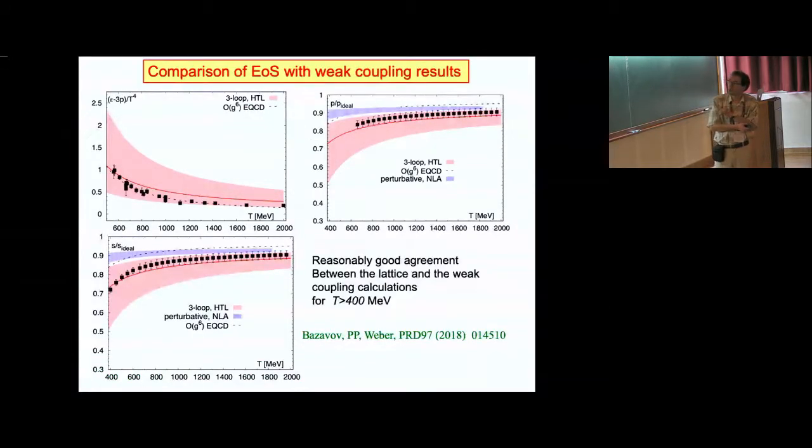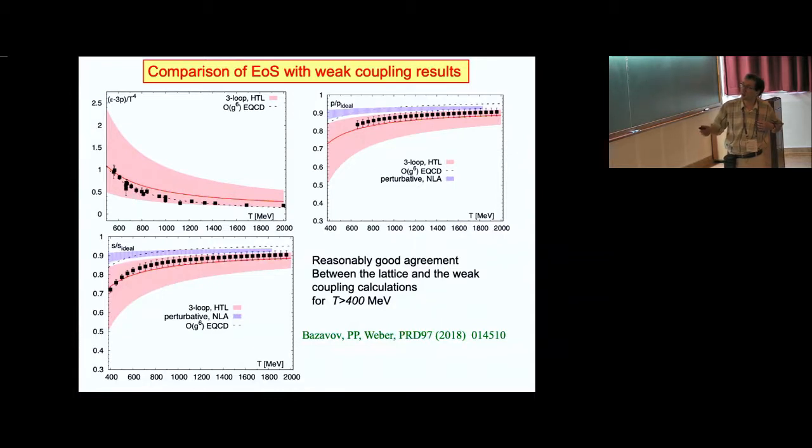Now, this calculation has been extended recently to much higher temperatures. So now we are talking about temperatures which range from the transition temperature up to 2 GeV. And if you go to this high temperature region, one question that could be asked is, to what extent does this calculation agree with the weak-coupling predictions? So here I show 3 different quantities. The energy density, the trace anomaly, so epsilon minus 3p in T to the 4th units, compared to the weak-coupling calculation done in 3-loop hard-thermal-loop perturbation theory. This is this red band.